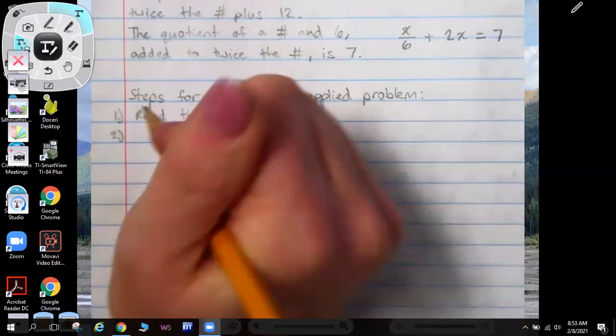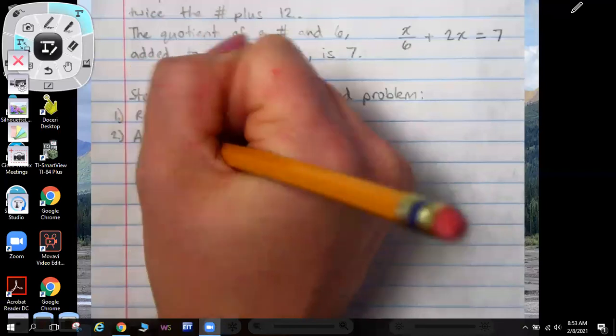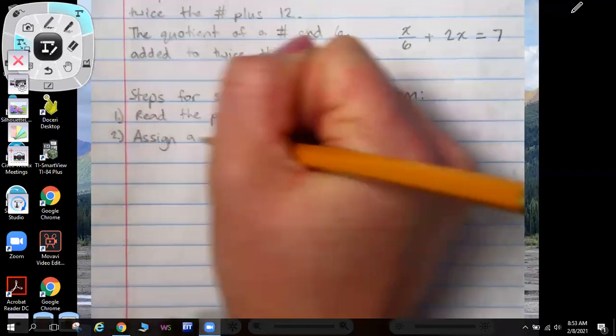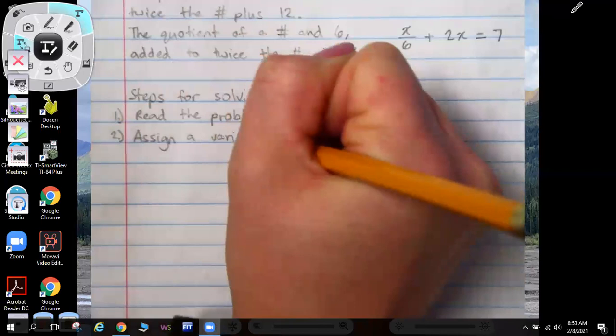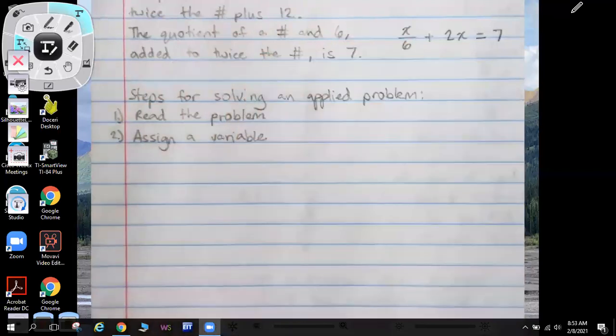Step 2, assign a variable. So whatever you're going to be asked to find, that's your unknown value. You're going to assign a variable to that unknown. You can draw pictures, diagrams, a table, whatever you need to make sure you understand what this variable is representing.